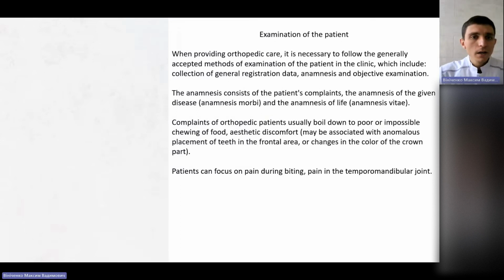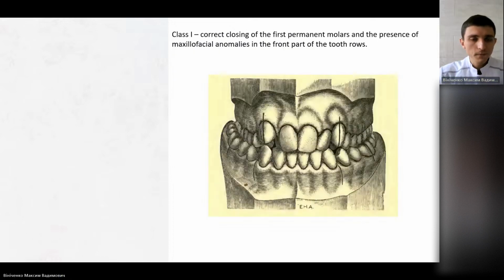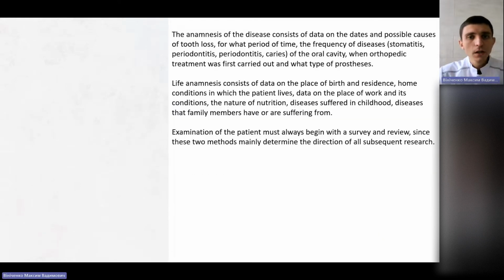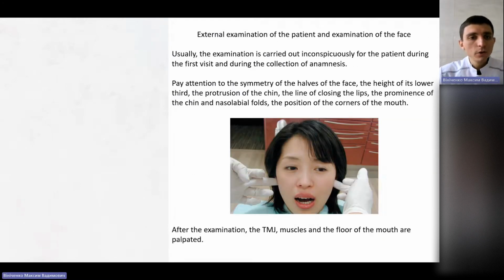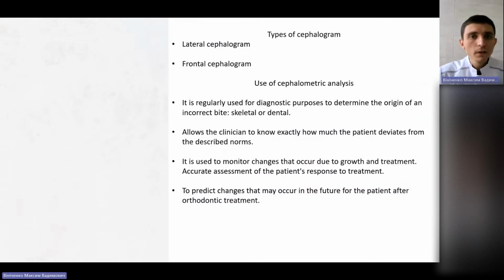Okay. It was the classification of Dr. Engel, which we use nowadays, but we talk that there is a dental classification. If we talk about the skeletal classification, we use the cephalogram or cephalometric analysis. There are two types, lateral cephalogram and frontal cephalogram.